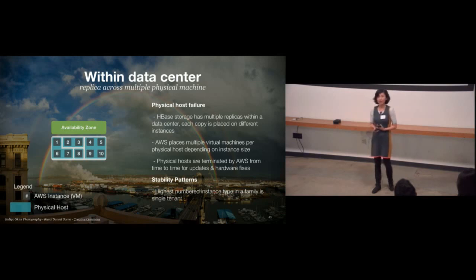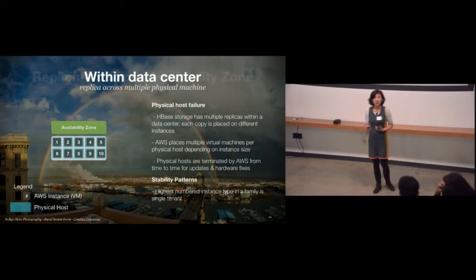Now, how to do it? Well, the simplest thing I can tell you is you can use the highest number instance type in the family, so that you have only 1 or maybe at most 2 instances in the data center, in the physical host. There are some other ways that you can achieve this goal without using this highest number instance type, but I'm not going to talk about them here. If you want to know more, you can talk to us offline. And so that's within the data center.